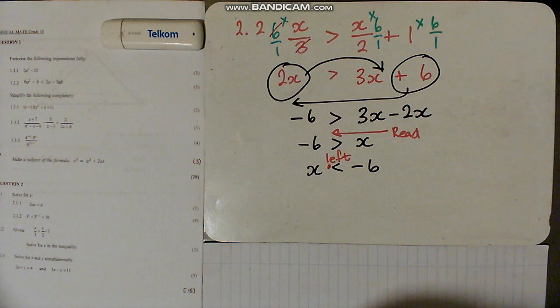I'll do 2.1.2 later. I left out 2.1.2, I will do that one later. Let's do all these easy ones to get them out of the way.